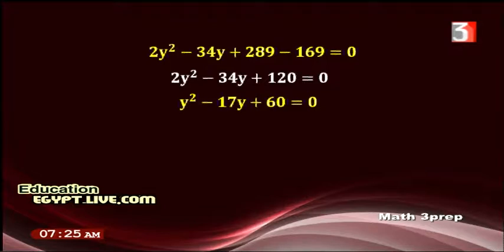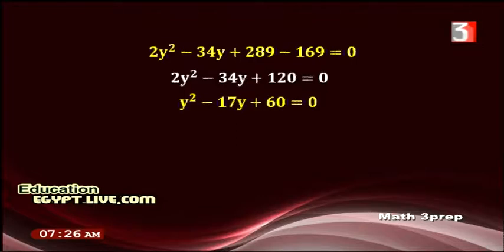Yes, of course, you are going to factorize y and y. What about 60? It is 1 by 60, 2 by 30, 3 by 20, 4 by 15, 5 by 12. Which group are you going to choose? It is 5 by 12.